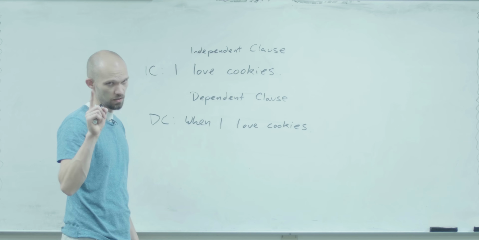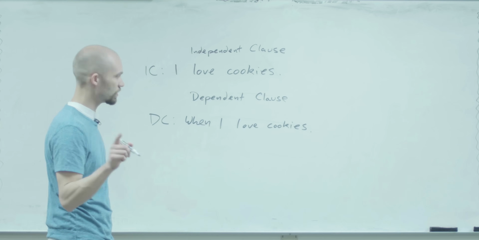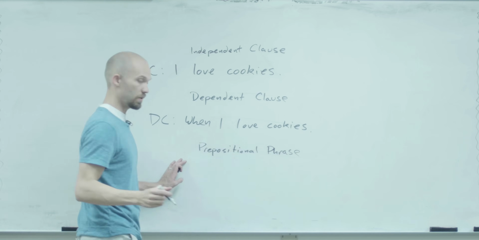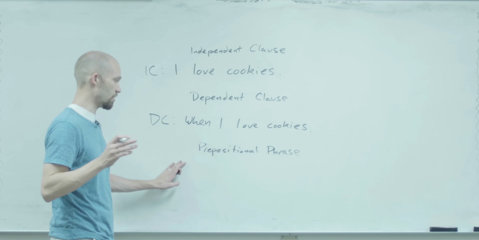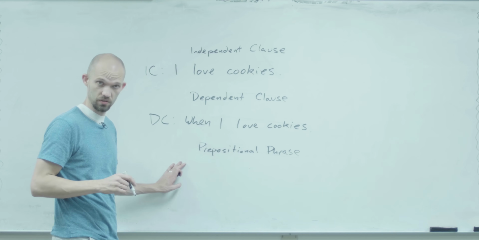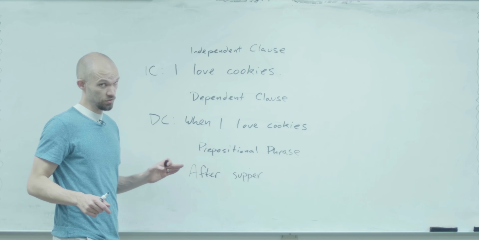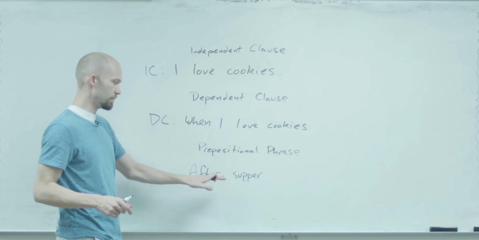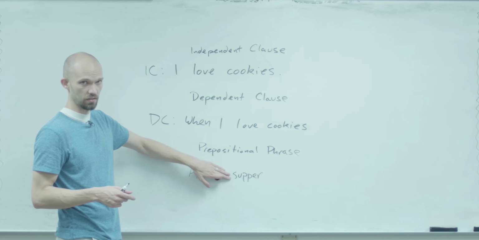Now, keep one thing in mind. You'll get fouled up once in a while by prepositional phrases. Because sometimes subordinating conjunctions can also be prepositions. For example, the word after. After supper is not a dependent clause, because what comes after the word after is not a complete sentence.